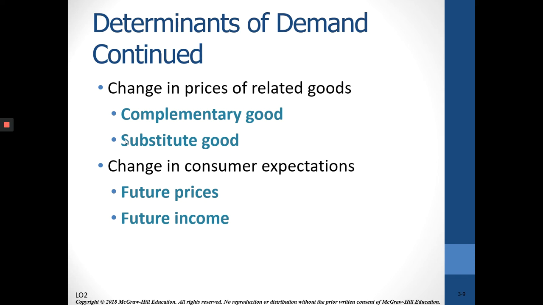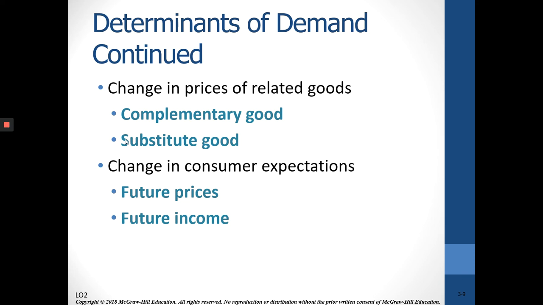The last determinant of demand, change in consumer expectations. If we expect prices to increase in the future, that could increase demand now as people buy more of the product, expecting prices to go up even more in the future. Another bullet point that's not mentioned here that's extremely important is a change in product availability. If people expect things to not be available anymore at all, that would increase demand now.